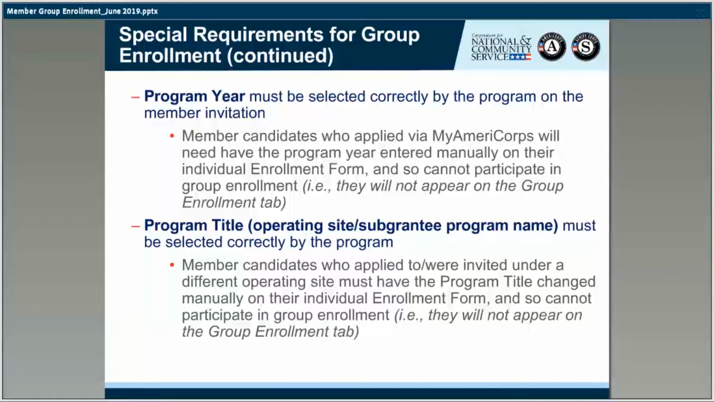In order for members to be associated with the correct program title, again, that means operating site name or subgrantee program name, program staff will need to select the correct program title during the member invitation process. If the wrong program title is selected on the member invitation, it will need to be changed manually on the member's individual enrollment form later in the enrollment process. So again, in this case, the affected members whose program titles were selected incorrectly during the invitation process will not be able to participate in group enrollment. They will need to be enrolled individually instead.